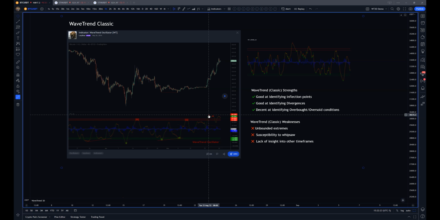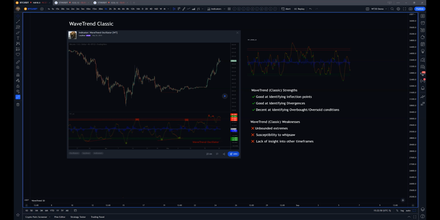And that's the kind of scary thing. There's no actual bounded extremes here, and it can just continue going up, and it can stay up here for as long as it wants. So that is one thing that is potentially very dangerous about WaveTrend. And if you have used this in the past, you've probably noticed that it's particularly weak whenever the market transitions from a ranging to a trending state. So you can easily lose track of this bigger picture if you're not careful.